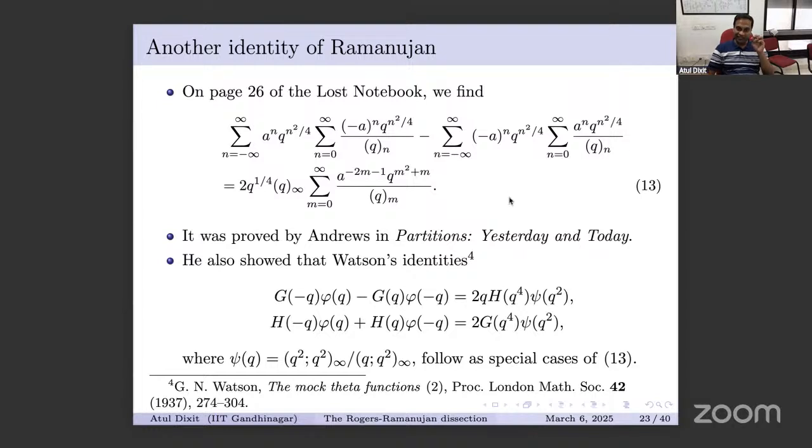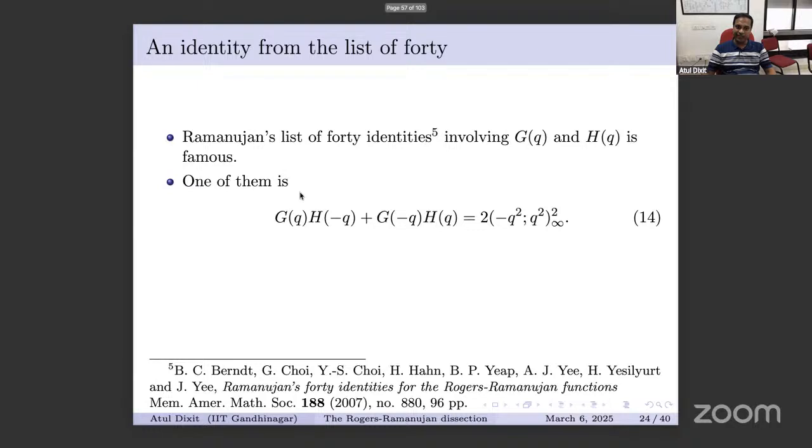But using this identity and the identity of Ramanujan that we started our lecture with, we were able to get one more identity very easily. And this identity is one among the 40 identities that Ramanujan has given. These are not part of the original lost notebook that Andrews found in Trinity College, but of the manuscripts which came along with them and which are published by Narosa.